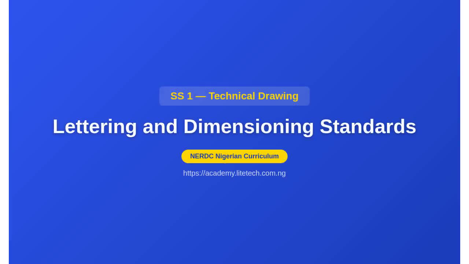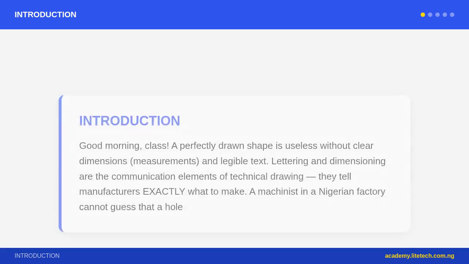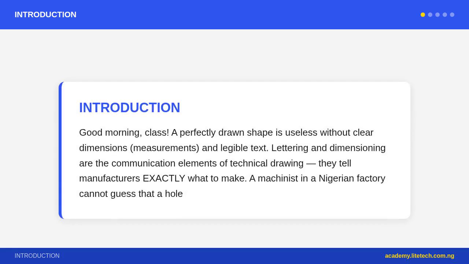Good morning, class. A perfectly drawn shape is useless without clear dimensions, measurements, and legible text. Lettering and dimensioning are the communication elements of technical drawing. They tell manufacturers exactly what to make. A machinist in a Nigerian factory cannot guess that a hole is about 20 mm. The drawing must state 20 plus or minus 0.1 mm precisely.